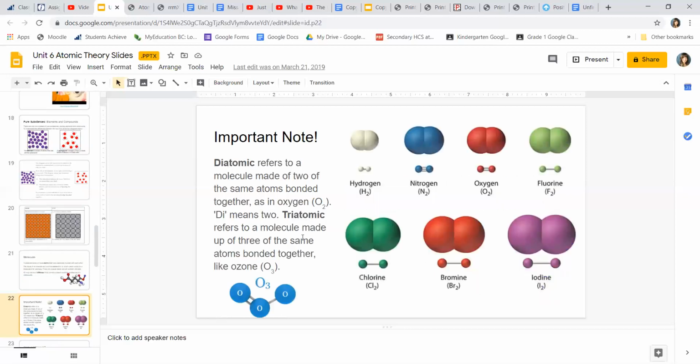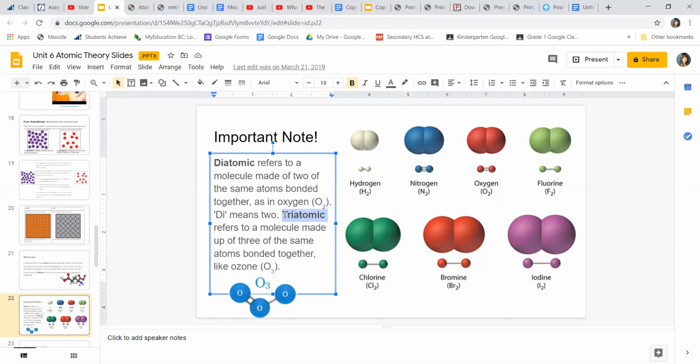Okay, now we're going to take a look at this a little bit more later on when it comes to diatomic and triatomic molecules, but I'm going to just quickly go over it right now. Diatomic means that you have a molecule made of two of the same atoms bonded together, like oxygen, O2. So di means two. Triatomic, if you're paying attention here, tri is three. All right, so that means you have a molecule made up of three of the same atoms bonded together, like ozone, which would be O3.